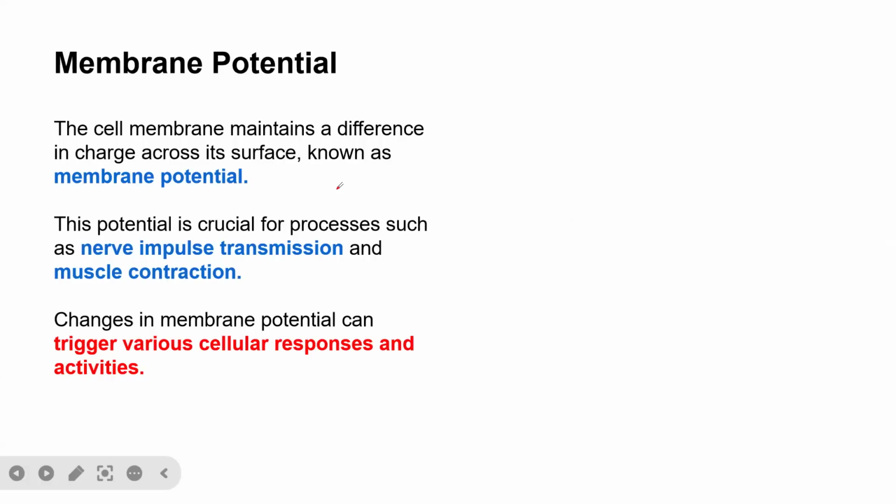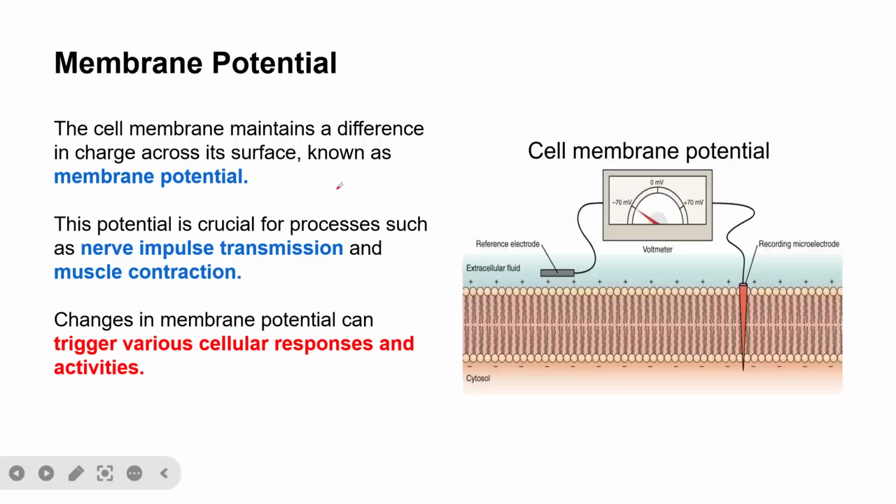Nerve impulse transmission and muscle contraction involve communication between neuron cells and myocytes. Neuron cells are the cells of the brain, and myocytes are the cells of the muscles. Usually there are communication processes between the neuron cells and the myocytes, and this transmission is aided by these charge differences known as potential. So the membrane potential is very important in transmitting nerve impulses and in muscle contraction. A change in membrane potential can trigger various cellular responses and activities.